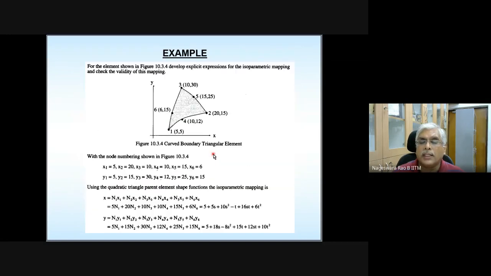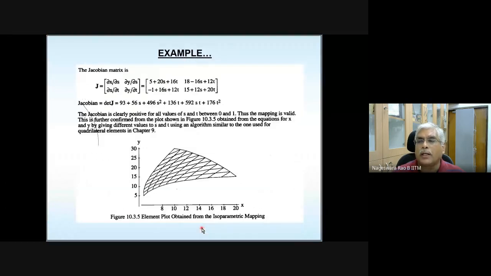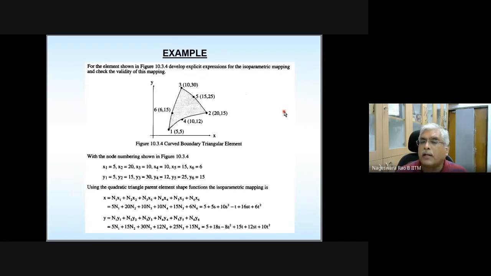So these equations, x as a function of S and T, y as a function of S and T, you need to plot over the domain, S going from 0 to 1, T going from 0 to 1, and this is how the plot looks. You can try it in MATLAB or Mathematica. And you can see here, there are no folds anywhere, so the mapping is good. The mapping is valid for this placement of nodes.